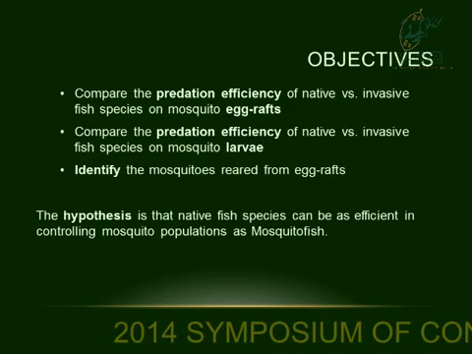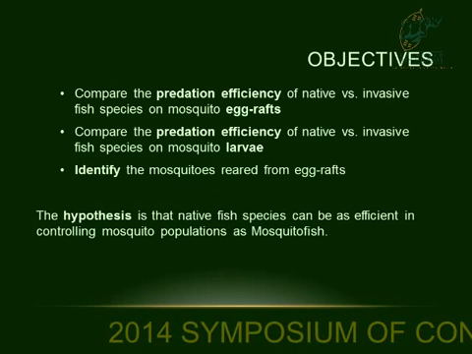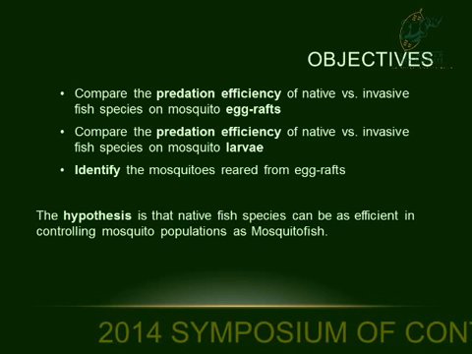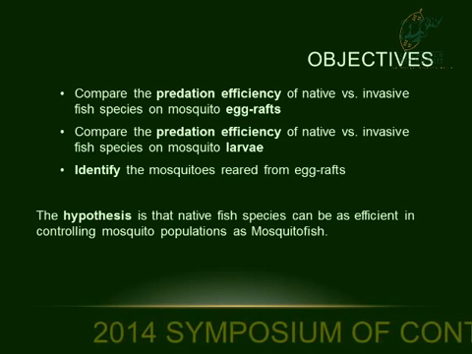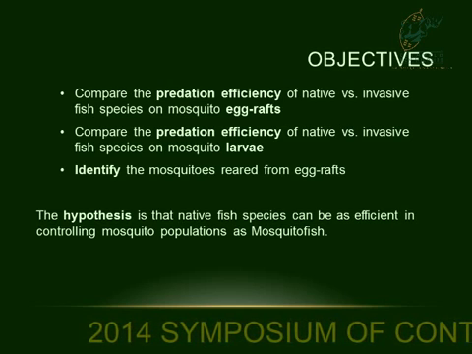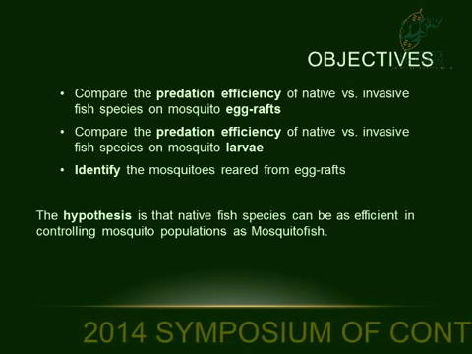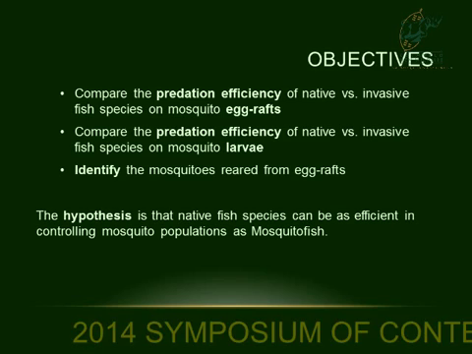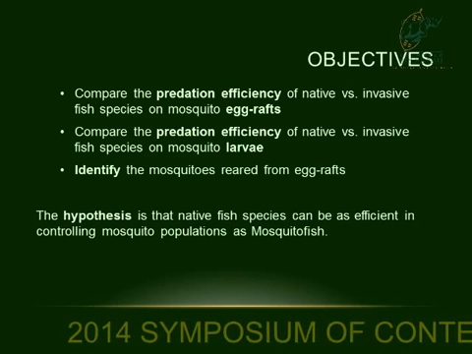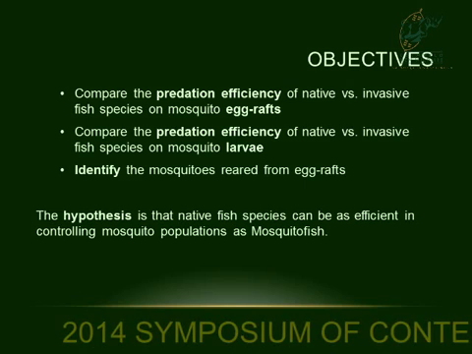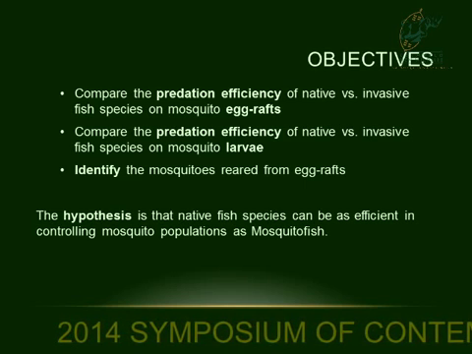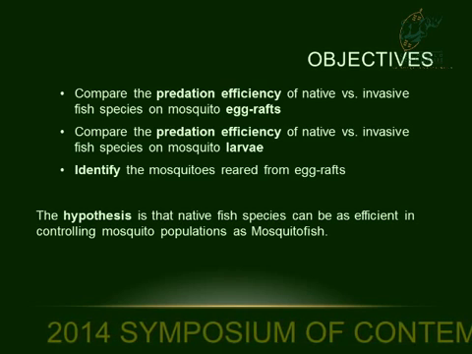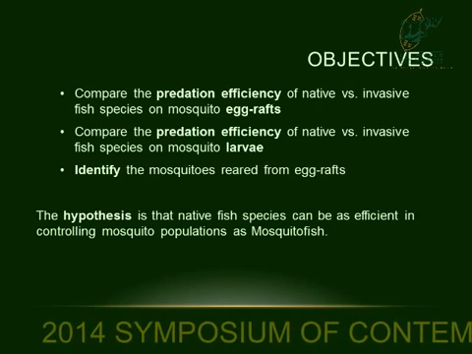Now, for the study that I did as part of my honors subject, I compared the predation efficiency of invasive and native species on the predation on the mosquito egg rafts. I also compared the predation efficiency of the native versus invasive species based on the mosquito larvae. And I identified, or tried to identify, the mosquitoes as they were reared from the egg rafts. Now, the hypothesis for this study was that a native fish species could, in fact, perform just as well as the invasive species in the control of mosquitoes.